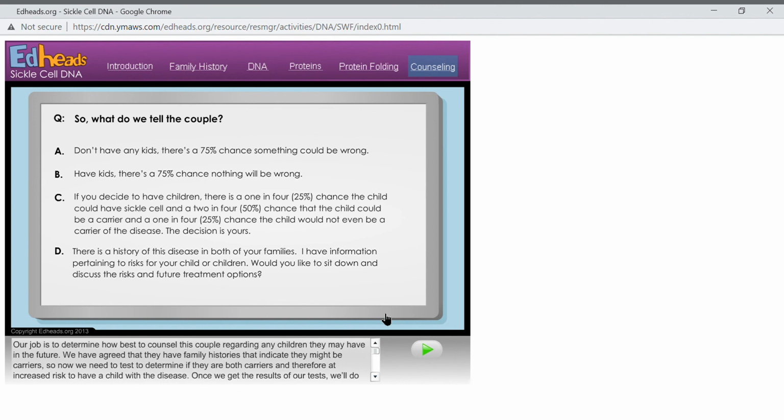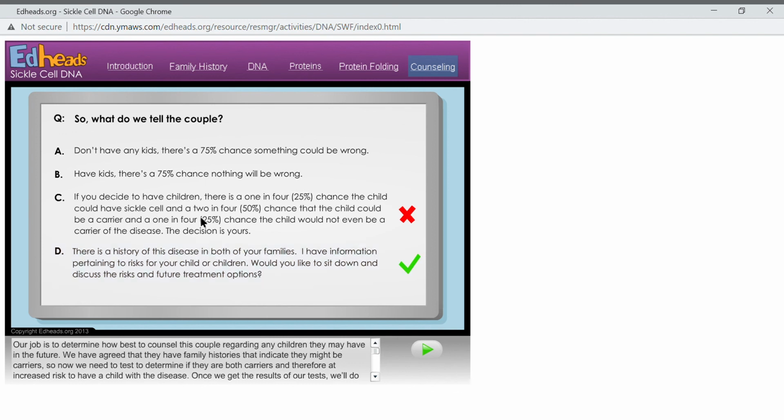If you decide to have children, there is a 1 in 4, 25% chance the child could have sickle cell, and a 2 in 4, 50% chance that the child could be a carrier, and a 1 in 4, 25% chance the child would not even be a carrier of the disease. The decision is yours. This answer gives them the facts, but remember that there are other ways we might help this couple. Don't just give them numbers and walk away leaving them to struggle on their own. That is not what genetic counselors do.